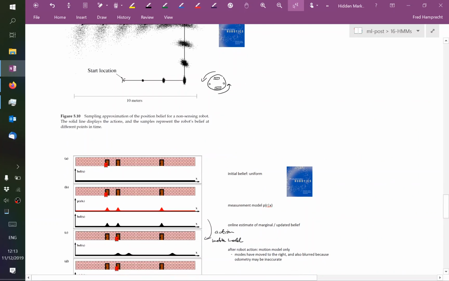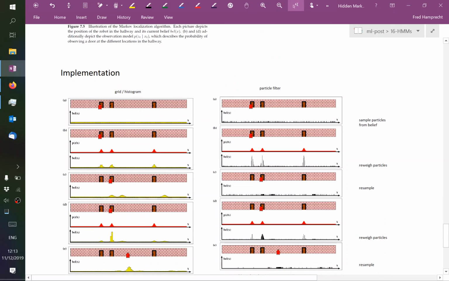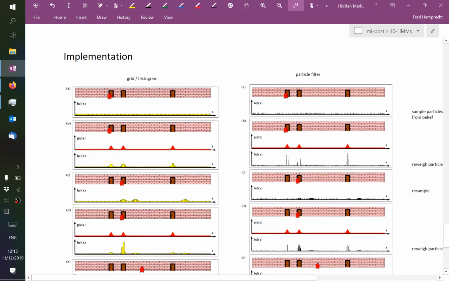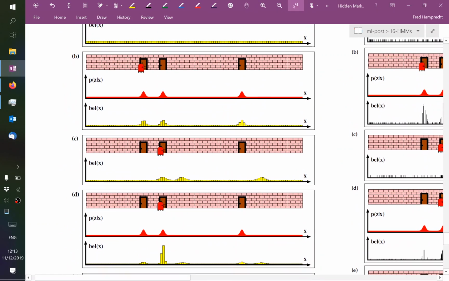I want to say one more thing about how to represent these beliefs. In all of the sketches earlier, the book plotted these nice continuous curves. In practice, in hidden Markov models, we have a discrete hidden state. So how can we discretize this? The easiest way is to use a grid or a histogram.